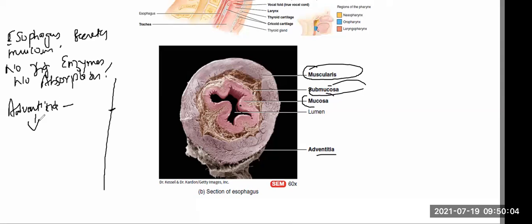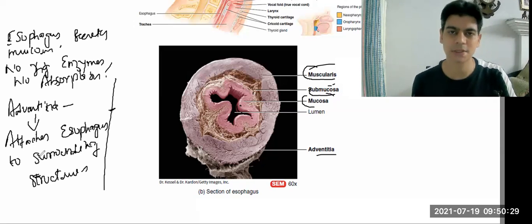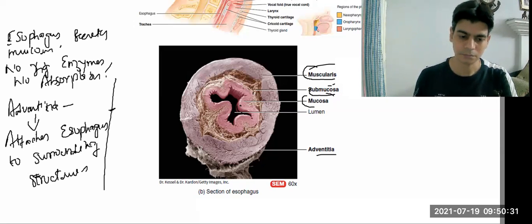Its basic function is that it attaches the esophagus to surrounding structures, right? I hope this is clear. I hope the esophagus is clear to you now, right?